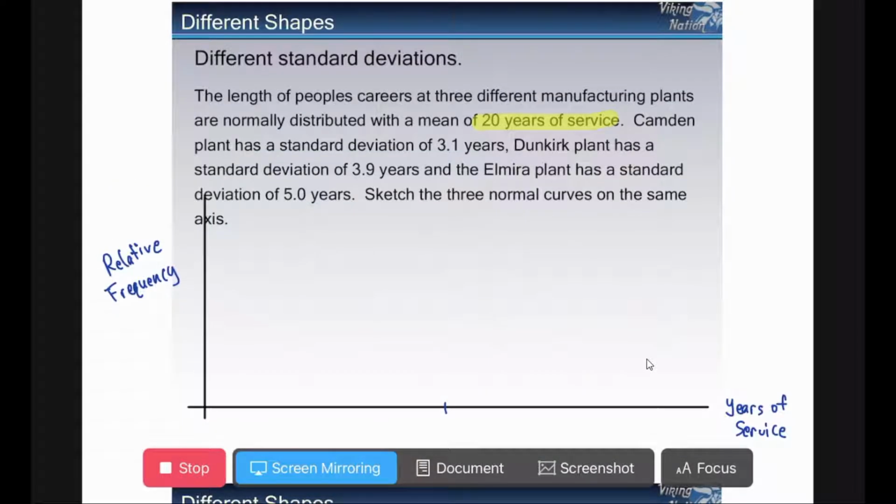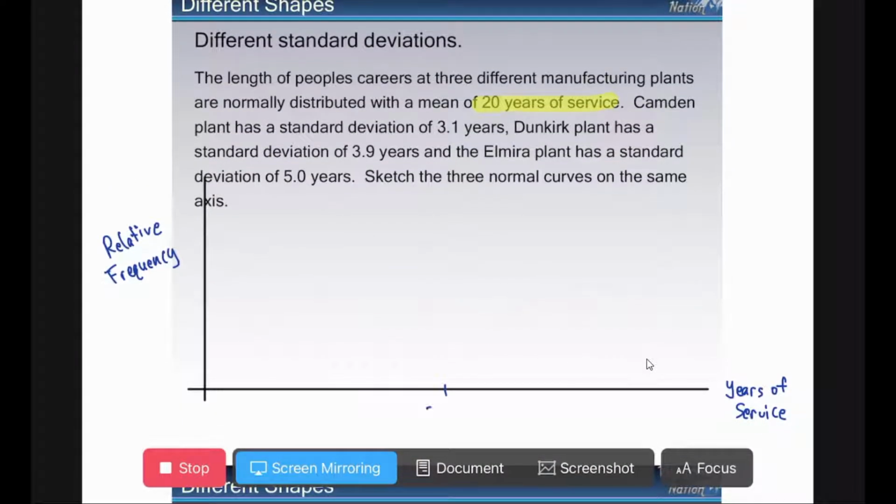Actually, let's label those numbers before we do that. 20, 10, 30, 40. And we're just sketching this freehand, so it doesn't have to be perfect, as long as we get a feel for what this looks like overall.